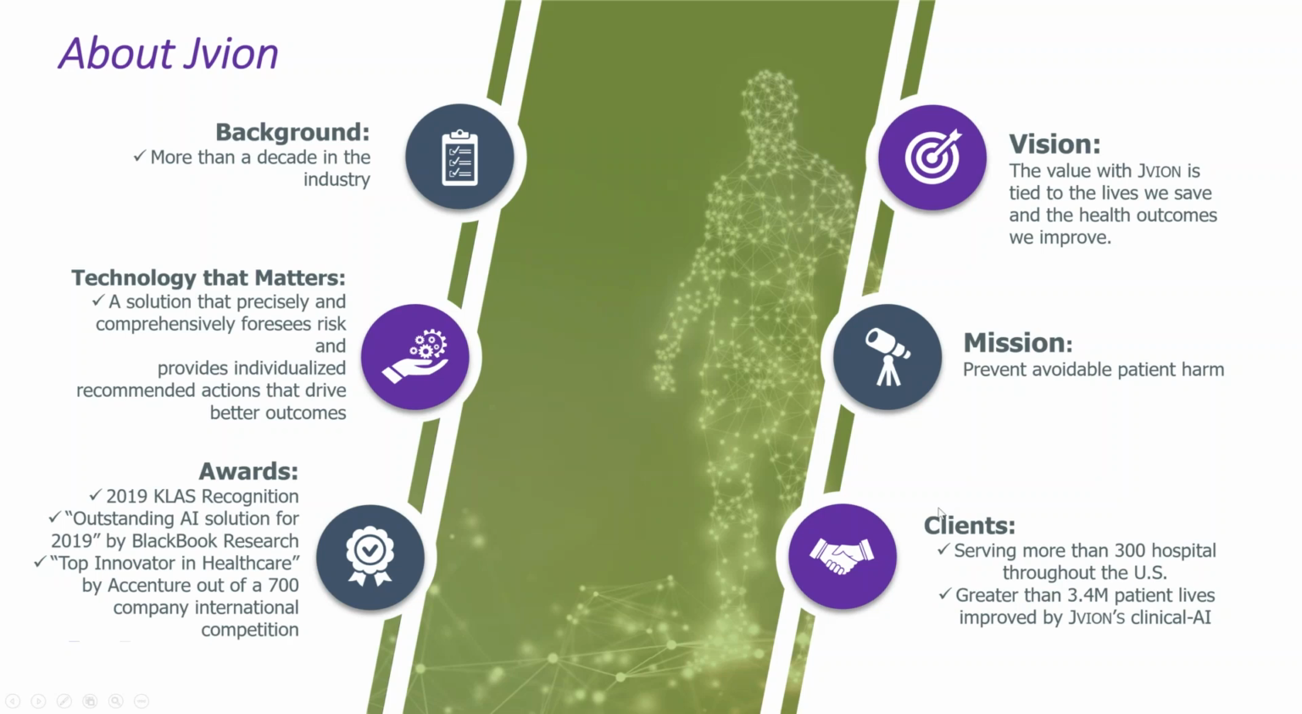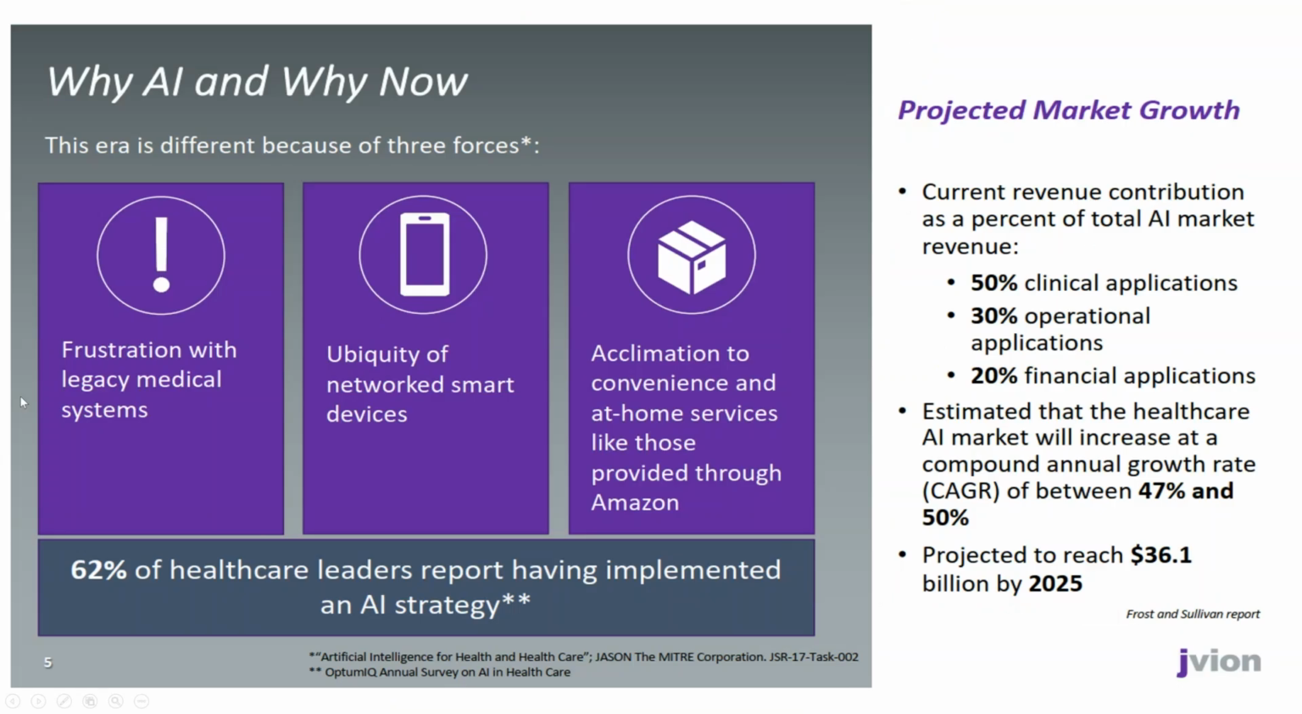Jvion is a clinical AI company. We're focused on preventable harm. We've got over 40 clients and been at this for about 10 years, and really do have a methodology that lets us figure out what the next best step is for our patients and clients.